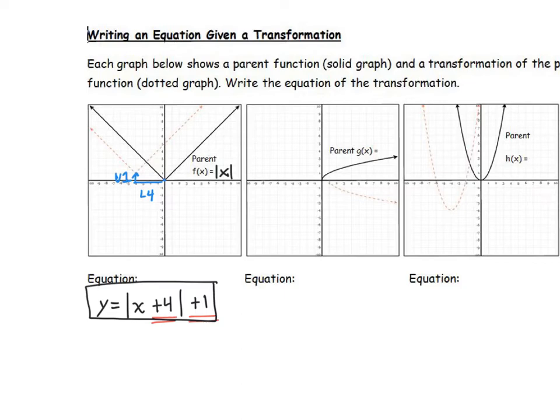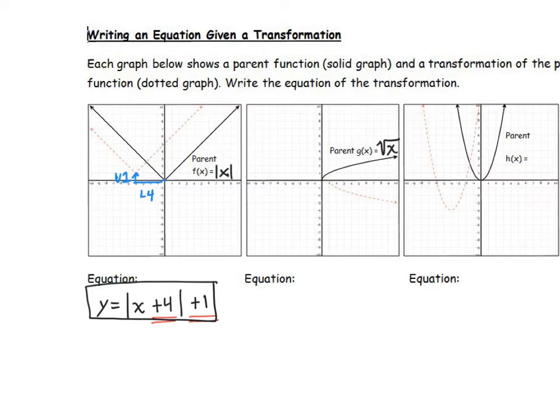All right, next example. I have a parent function right here, my solid line, and this shape kind of looks like half of a parabola on its side. That is my square root function. So my parent function is the square root of x, and my dotted line here is my transformed function. So I'm trying to identify what that is.